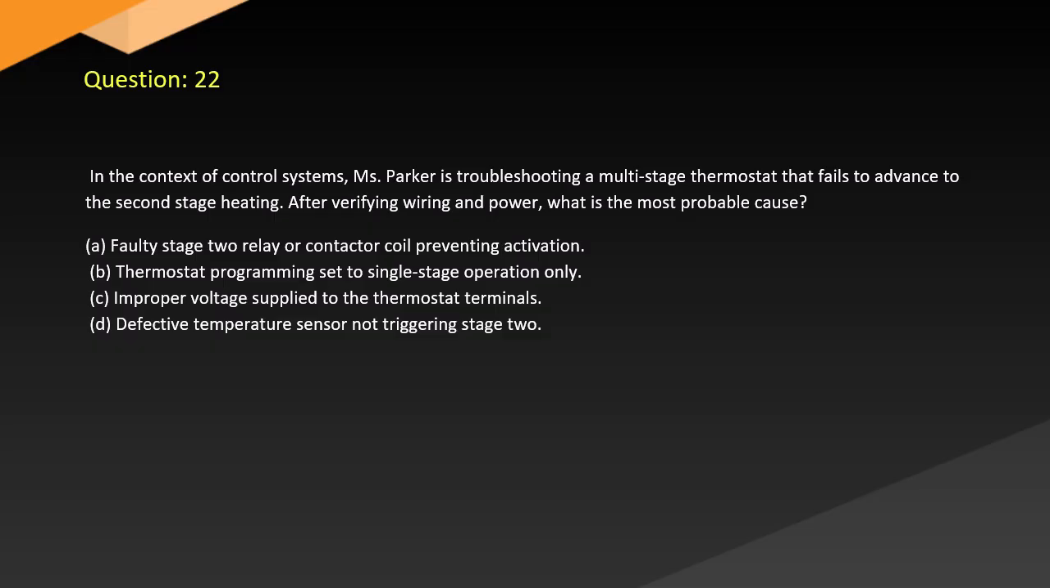Question 22. In the context of control systems, HR Conquer is troubleshooting a multi-stage thermostat that fails to advance to the second stage heating. After verifying wiring and power, what is the most probable cause?